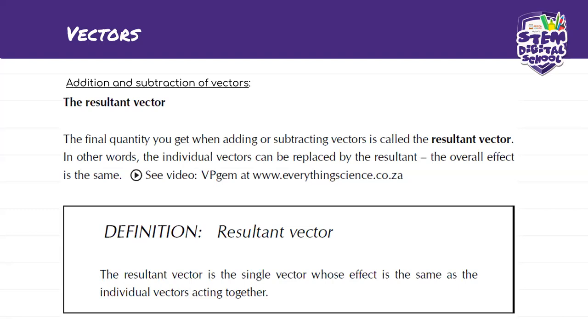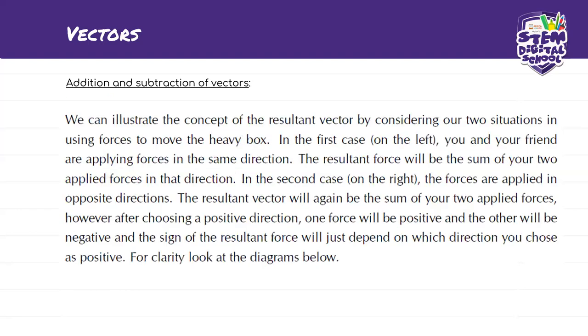Okay. So we can illustrate the concept of resultant vectors by considering our two situations in using force to move a heavy box. So we're going back to our box, and it's you and your friend trying to move your box. In the first case, on the left, you and your friend are applying force in the same direction. At first, you guys were understanding and decided, let's push the force to the left or to the right, in the same direction. The resultant force will be the sum of the two applied forces in that direction.